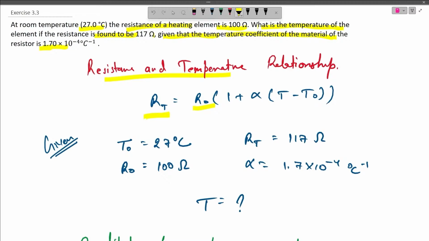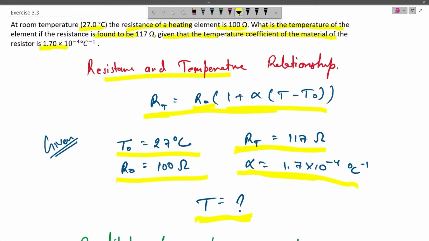So in this question we have to find out the value of final temperature given the final resistance, initial temperature, and thermal coefficient of resistivity. After substituting the values in this formula, we can easily calculate the value of T because this is the only unknown over here.